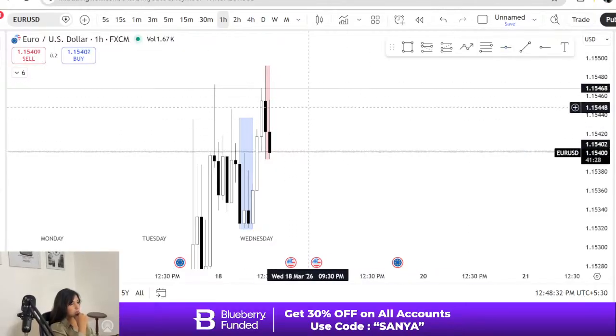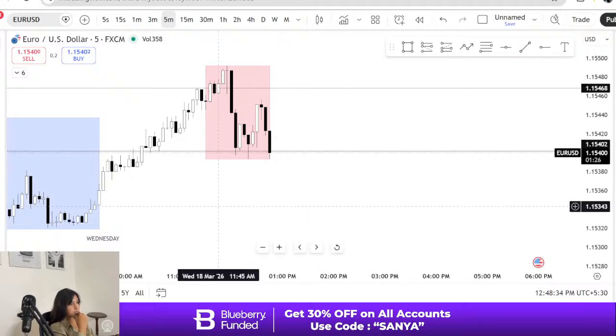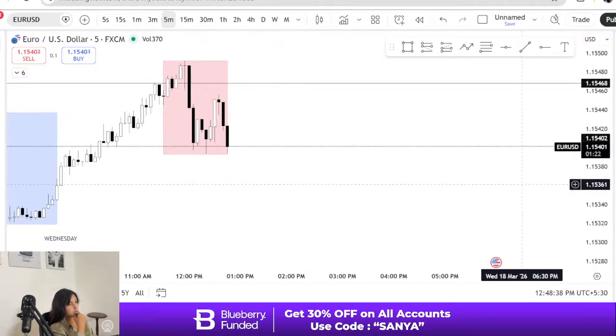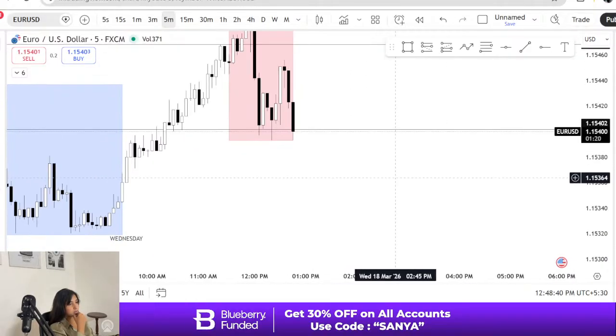11:30's highs are already broken, and on the 5 minutes time frame we don't have a proper market structure. So again, I'm gonna wait for the entry.